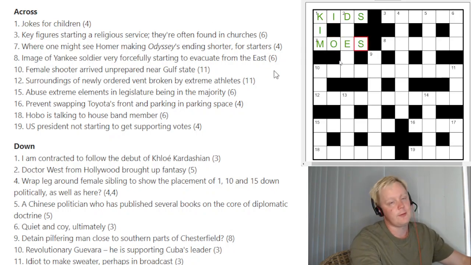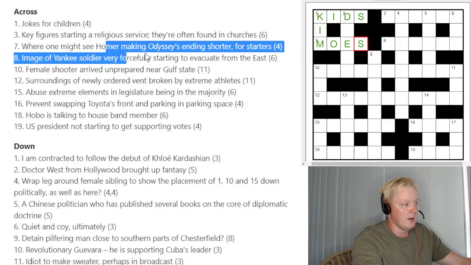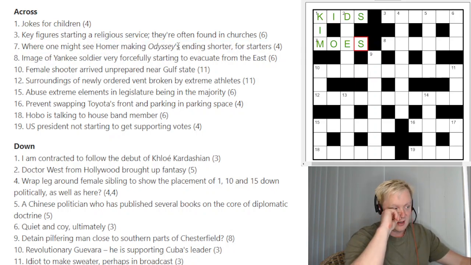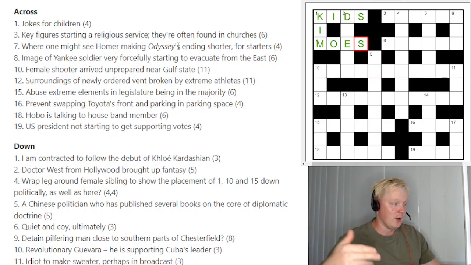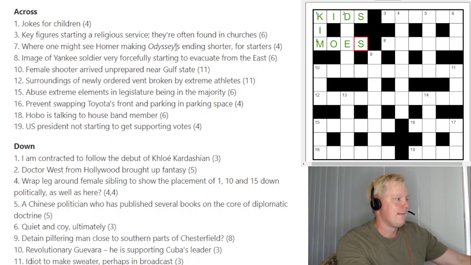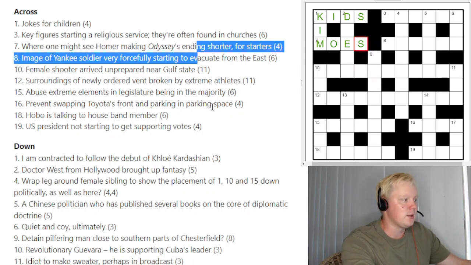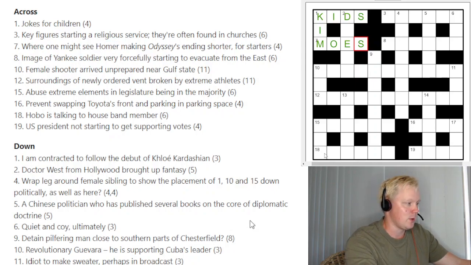And now we only have to figure out why Moe's would be somewhere one might see Homer. Well, Moe's is a bar in The Simpsons, and that is somewhere that one might see Homer Simpson. And you can see that the Odyssey here, Homer and Odyssey, is just misdirection to make you think of another Homer and not Homer Simpson. But actually, to solve it, you need to read this as Homer Simpson.